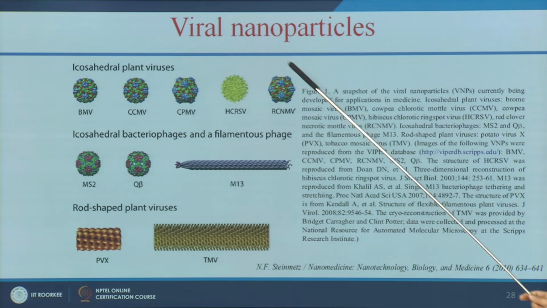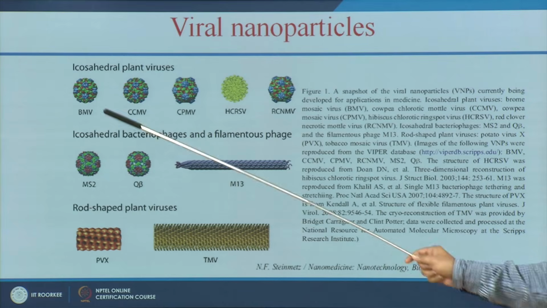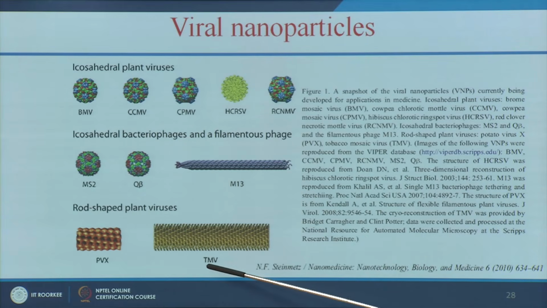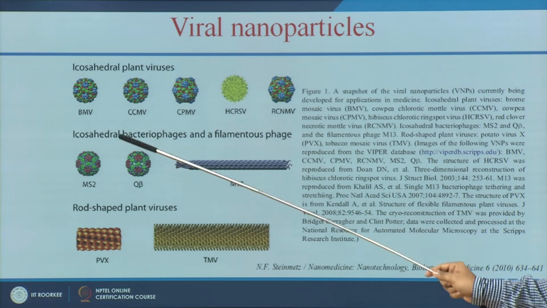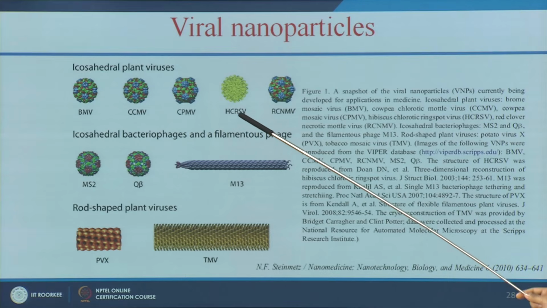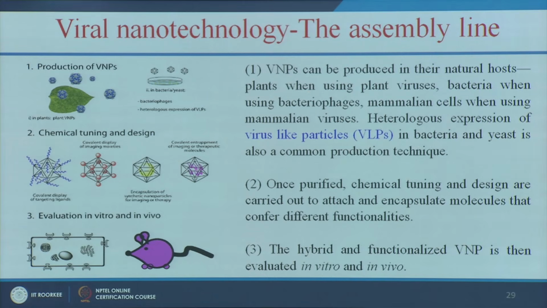And another advantage of this plant virus is, you can see these are all our plant virus. Okay. So all the names, like TMV, means tobacco mosaic virus. Similarly all the names of virus are mentioned here, and you can see that the plant viruses have different sizes and different shapes. So depending on the application, you can select the plant virus and take it for further applications. And this is a complete viral nanotechnology assembly line.